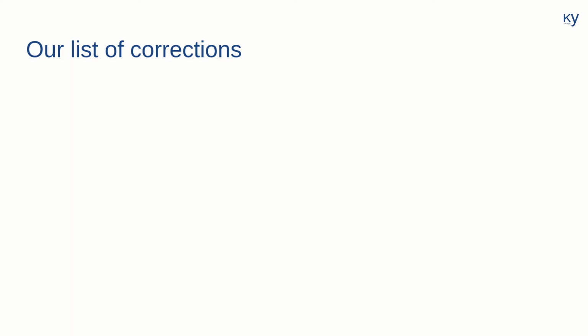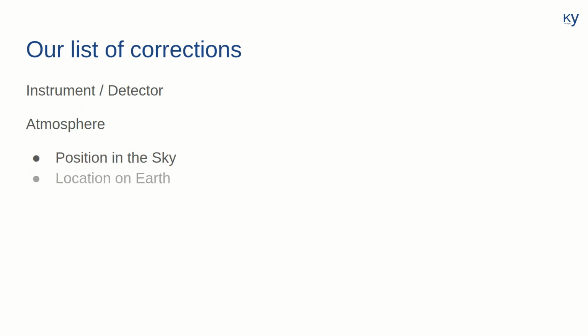So let's make a list of all the corrections that we have understood so far. There is the instrument or the detector. We need to correct for its effects. Then there is the atmosphere, and the atmosphere in turn means that we need to consider the position in the sky. We need to consider which location on Earth we are standing and the specific day or time on which we are conducting the measurements. And we need to take into account the effects of the Milky Way.